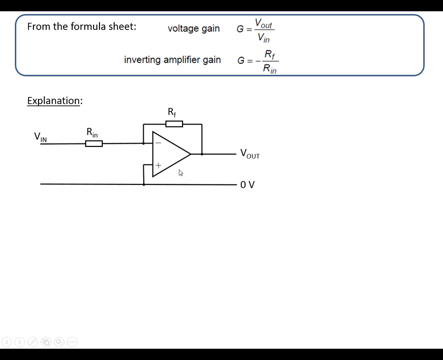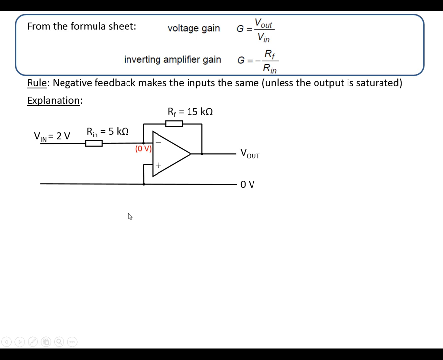An explanation of this, well, first of all we've got negative feedback, which makes the inputs the same unless the output's going to be saturated. And we know that we've got 0 volts here at the non-inverting input, which means that the inverting input's going to be also 0 volts. This is known as a virtual earth. It's not directly connected to 0 volts, but it is at 0 volts. So I'm going to put some numbers in to complete the explanation.